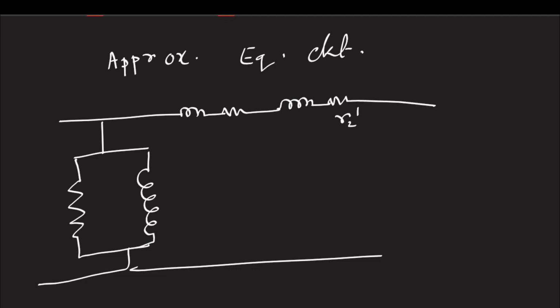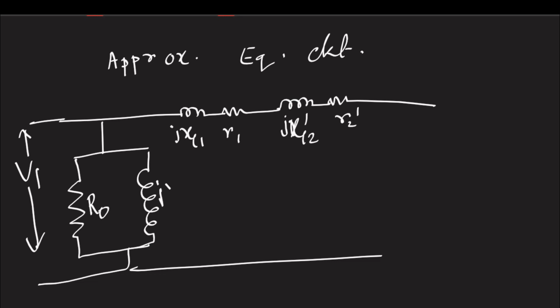This is our R2 dash, JXL2 dash, R1, JXL1. This is our V1. This is our R0. This is our JX0. And here, this side we have our secondary side.